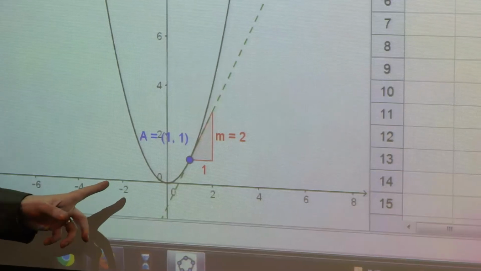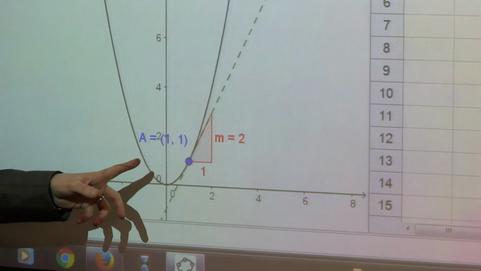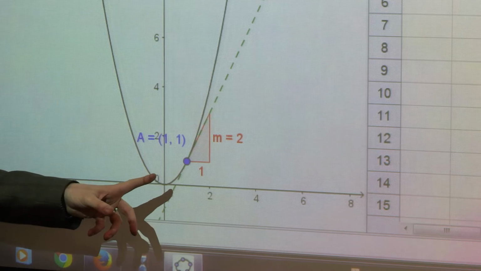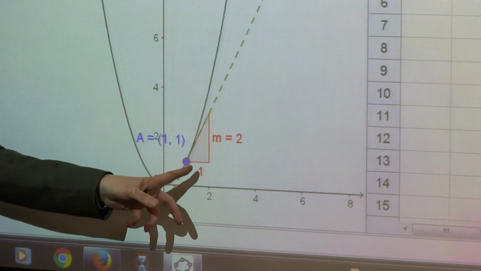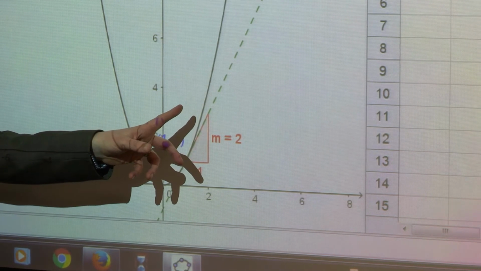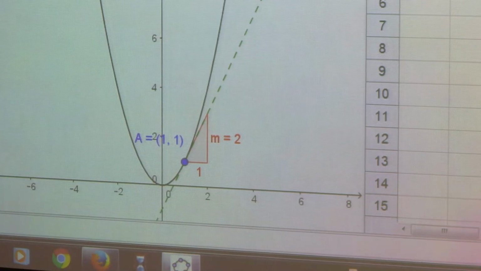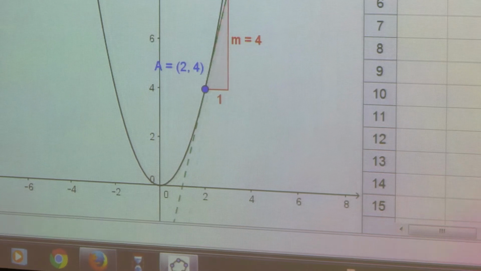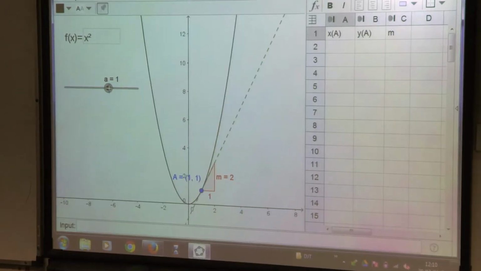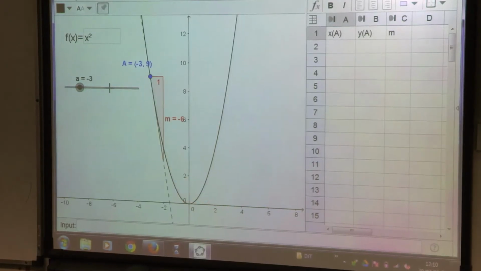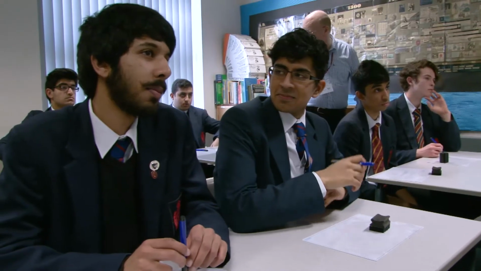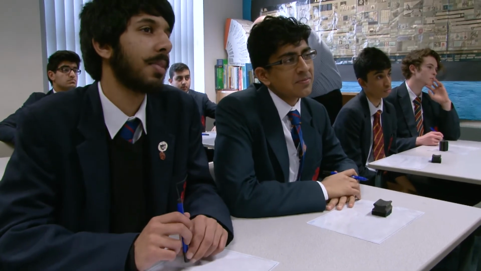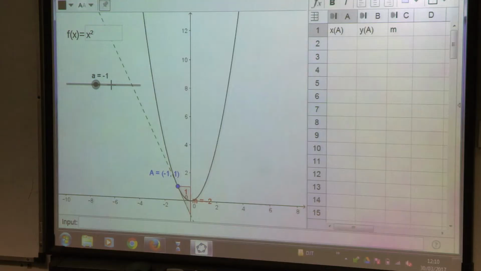So here I've drawn a tangent to the curve y equals x squared. I've drawn a tangent at a point and I've measured a gradient triangle, base 1 going up 2. As I move this point, you can see that obviously the tangent to the curve slopes differently. Can you turn to the person next to you now and say as many different things as you can about how this is changing for different values of A?